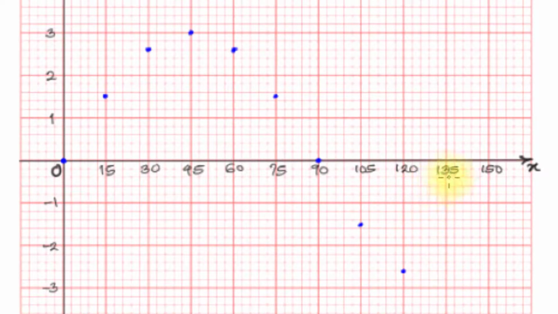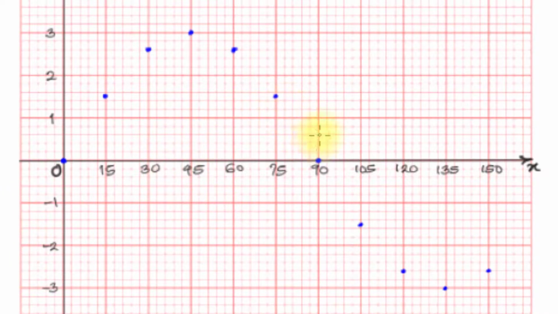When x is 135, y is minus 3.0. So 135 and minus 3.0 just here. And then when x is 150 degrees here, again it is minus 2.6. So minus 2.6 here. Oh, interesting. So that's how a sinusoidal curve looks like.